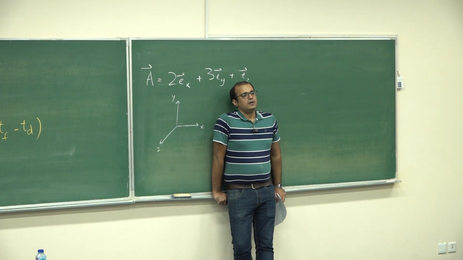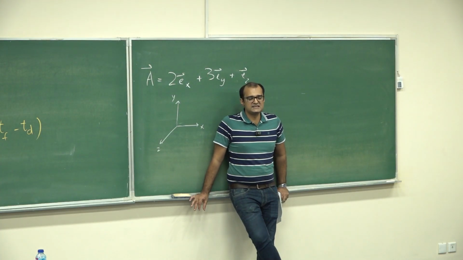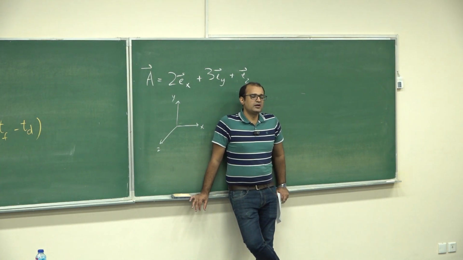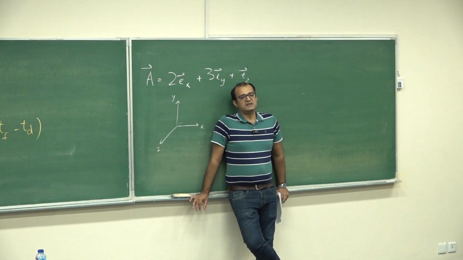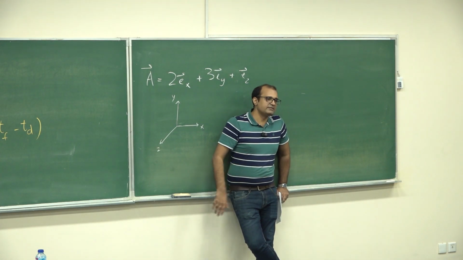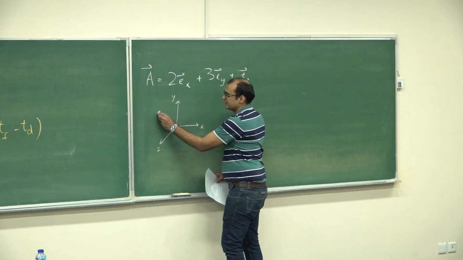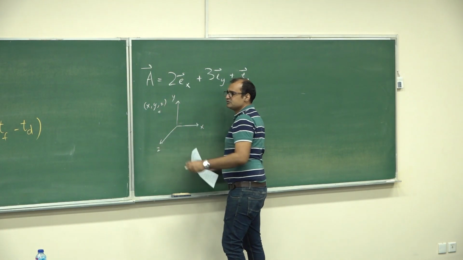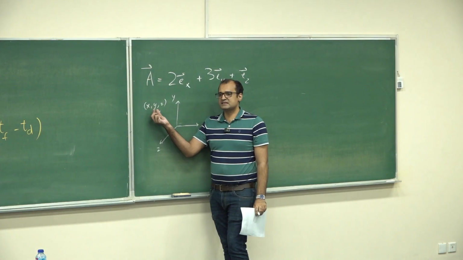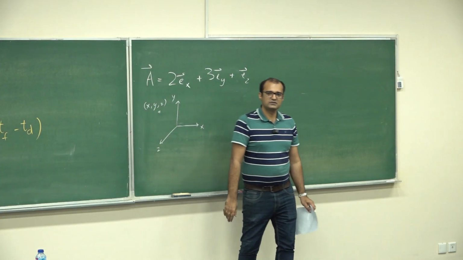Because any arrow along the x-axis can be written as some multiple of Ex. Any arrow along the y-axis can be written as a multiple of Ey. Any arrow along the z-axis can be written as a multiple of Ez. If you can draw any arrows that point along these axes, any other vector is a sum of these 3 arrows. That's what we mean by that. A point has coordinates x, y, z. That means move this much distance along the x-axis, this much along the y-axis, this much along the z-axis, and you reach that point.